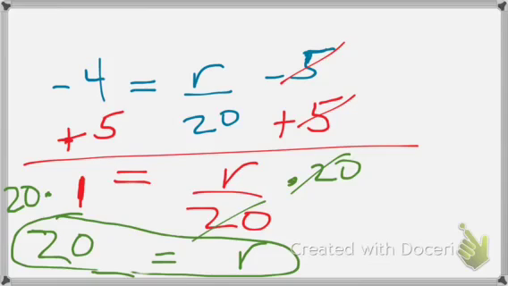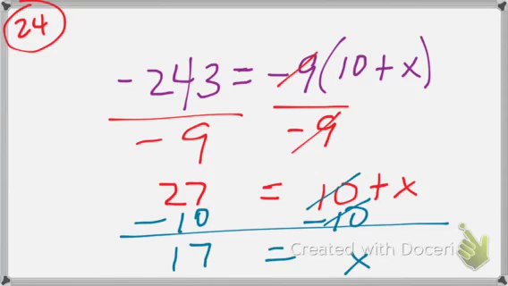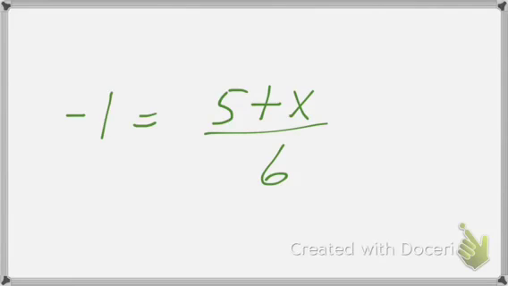Okay, if nobody has any questions, we're going to move to number 6. The next problem is number 6. Okay, which says, all right, 6 says negative 1 equals, let me find the screen, negative 1 equals 5 plus x over 6. Okay, I'll put the 6 up in the top corner. So can everybody see that now? This is number 6.